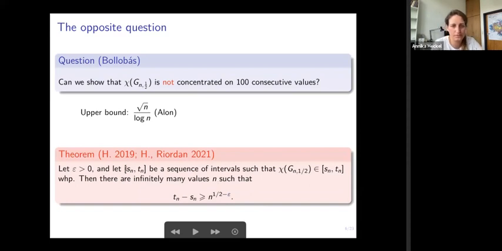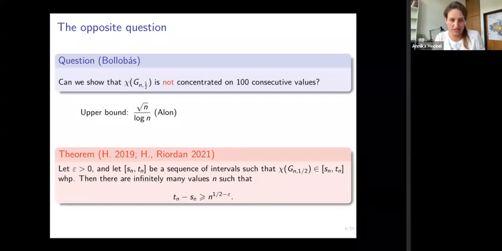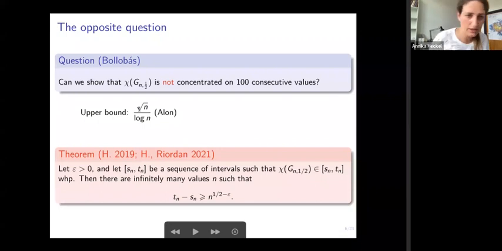Okay, so in 2019, I had this result up to n to the 1/4, and recently, together with Oliver Riordan, we've been able to get this up to 1/2, which is nice because this is the same exponent as the upper bound by Alon. So up to this kind of epsilon, or the little o(1) term, which tends to 0 slowly, this result is optimal. So at the end of the talk, I will also talk a little bit about how close to this upper bound we think this can be pushed.